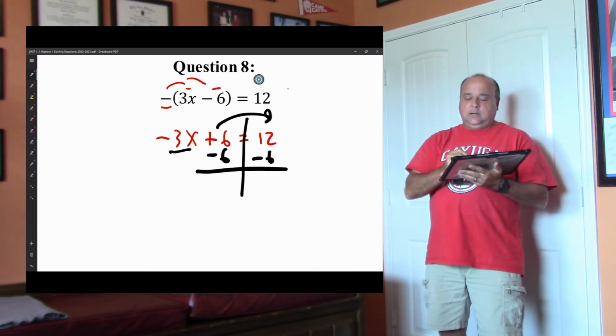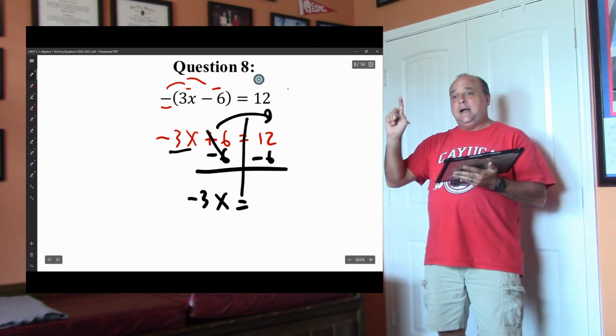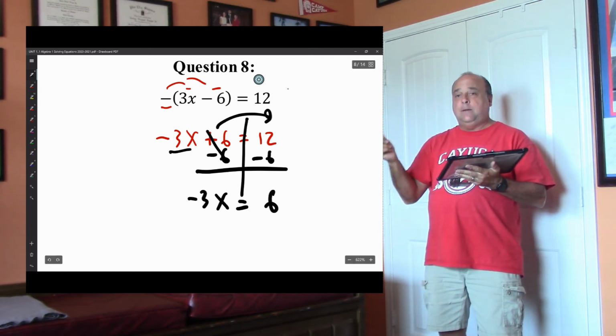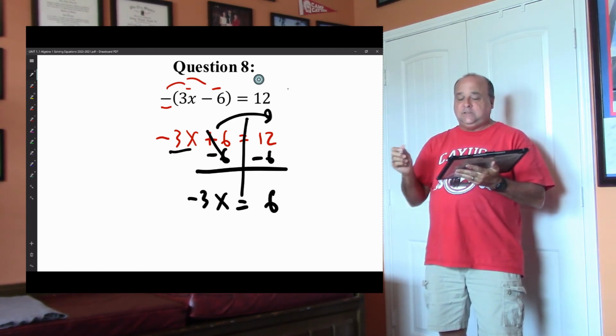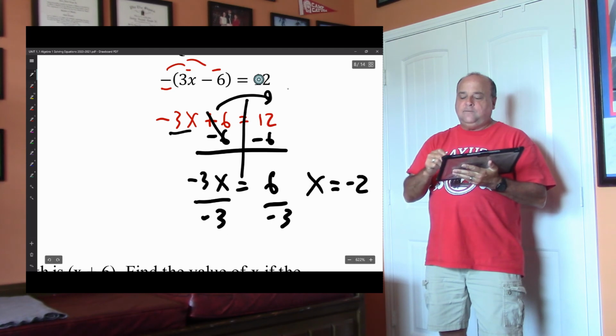And lastly, let's combine the integers. Negative 3x equals 12 minus 6 is 6. You got more 12s than you do 6s, so it's positive. Now then, we're going to divide by the coefficient of negative 3. So I'm going to get x equals negative 2.